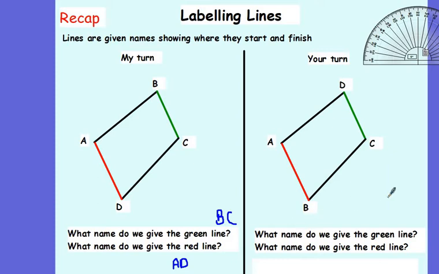Okay, let's go through the answers. So the green line is called what, Macy Jane? CD, exactly, because it starts at C and it ends at D. And the red line, Felix, what do we call that one? AB, brilliant.